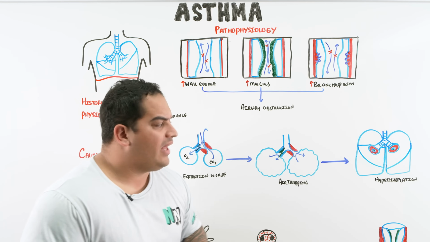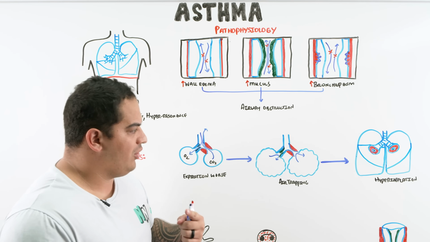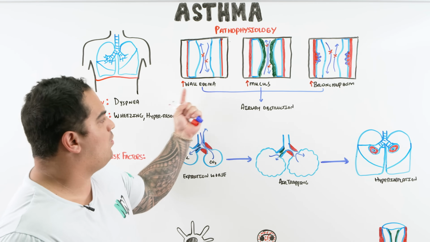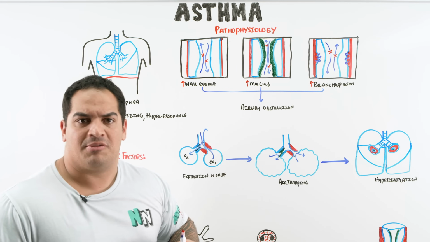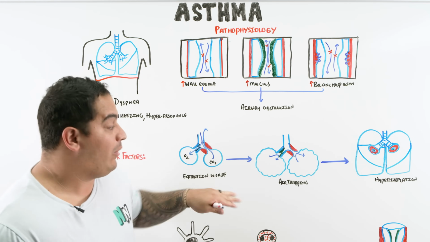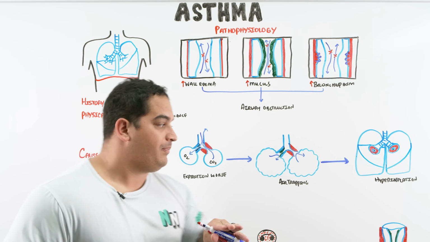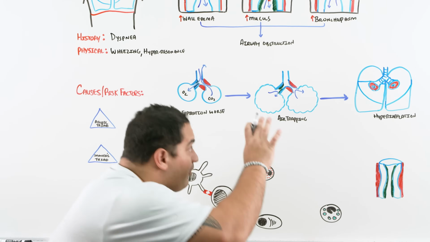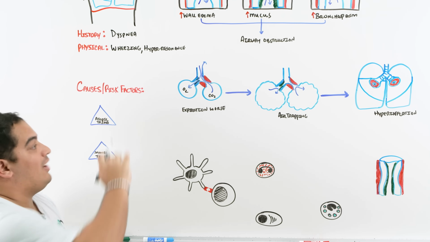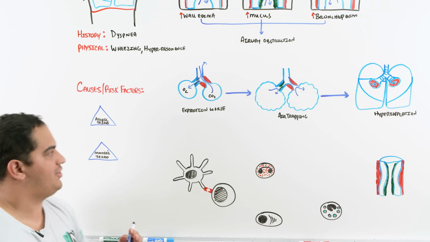We have hyperinflated lungs. We now have to ask ourselves the question, what in the heck is leading to all this wall edema? What's leading to all this mucus production? What's leading to all this bronchospasm that's then precipitating an airway obstruction and all these downstream effects? So as we come down here, here's what I want you to truly understand. The reason for all of these mechanisms usually comes down to a couple precipitating factors.